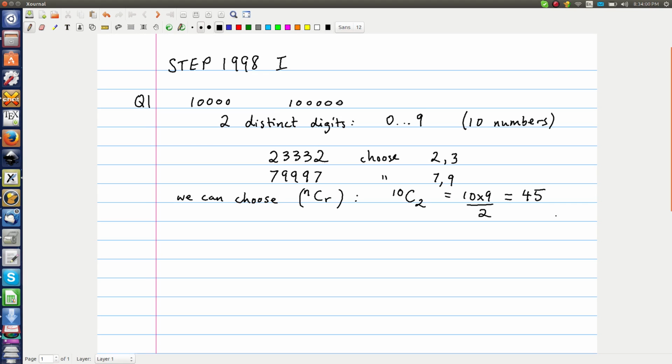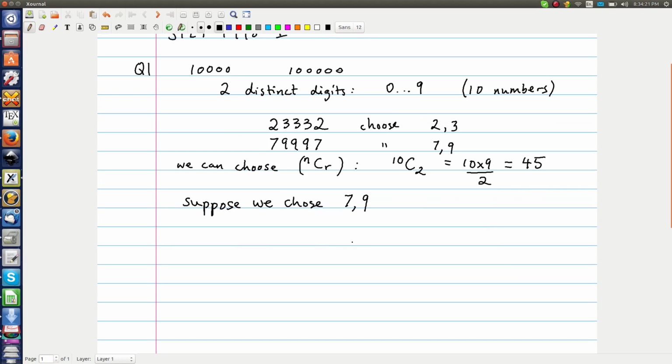So this much is clear. Now the question becomes, if that step has already been done, so suppose we chose 7 and 9, and remember, order does not matter in a choice, in an nCr case. Suppose we chose those 2 numbers, 7 and 9. We're now faced with the problem of counting how many different valid possibilities there are.